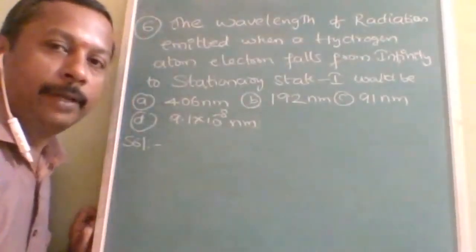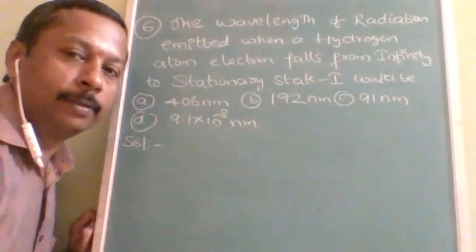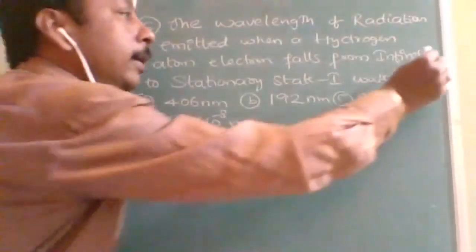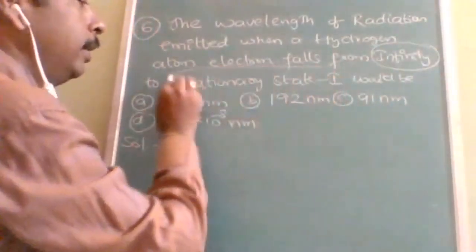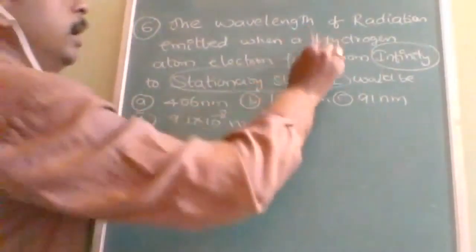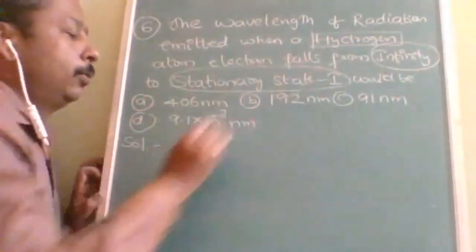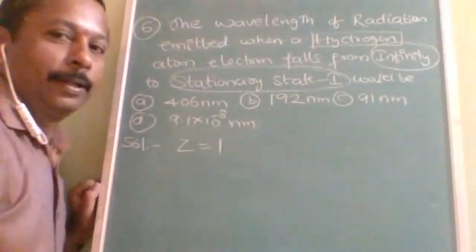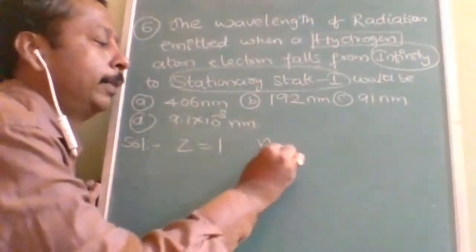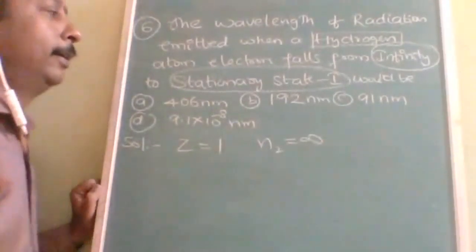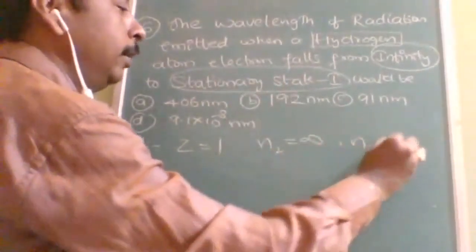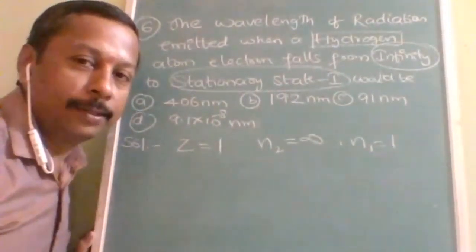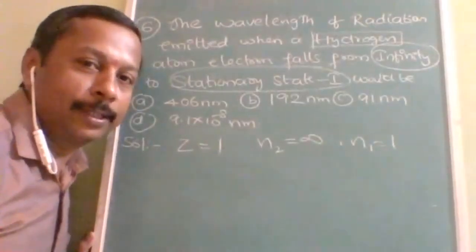So the wavelength of radiation emitted when the hydrogen atom electron goes to a stationary state. Whenever I read, I catch the keywords. Here the keywords are infinity and stationary state 1, and hydrogen. So from hydrogen, he is asking us to use Z equal to 1, and from infinity he is asking us to use n2 is equal to infinity, and from stationary state 1 he is telling n1 is 1. These are all signal language between the examiner and the student. If you are able to understand that signal language, decode it, then you are successful.